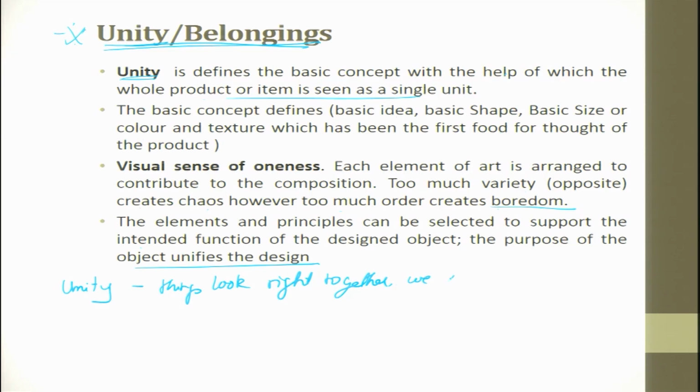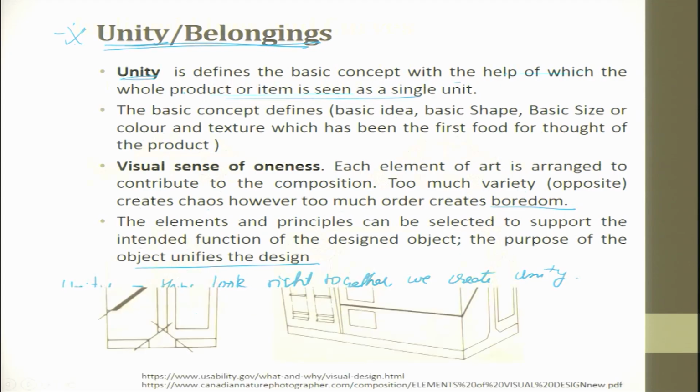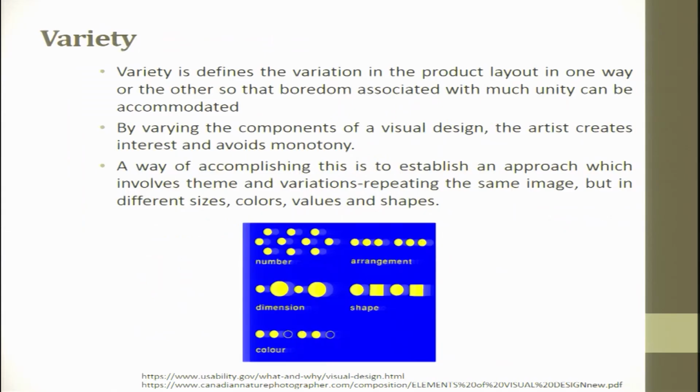So, we create unity. So, you can do line, you can do color, you can do texture, you can do anything, right. These are all there. Okay. So, these are all unity. Unity is defined as a basic concept with the help of which the whole product or the item is seen as a single unit. So, you can have variety.